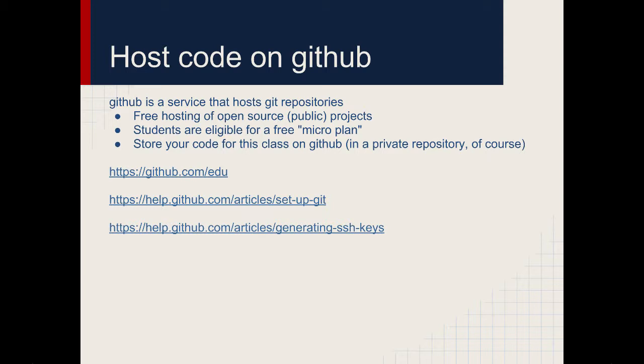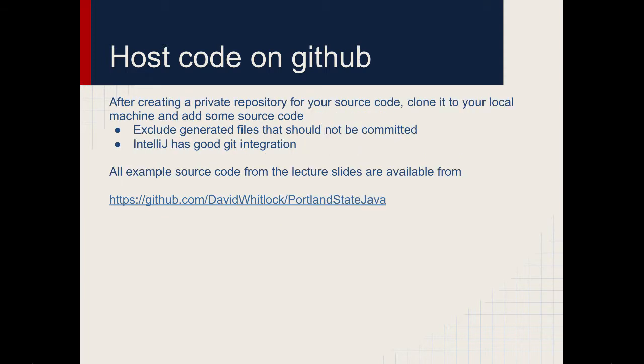So I'm going to assume that you guys do all of that on your own, get yourself set up with GitHub, but what I will go through is the following. We'll create a private repository for our source code, clone it to our local machine, and then we'll add our source code to it. We'll do a couple of things like exclude generated files that should not be committed, and we'll take a look at the integration that IntelliJ has for Git. It makes it really easy to use. We might take a little bit of a look at the command line stuff, but it's all nicely integrated.